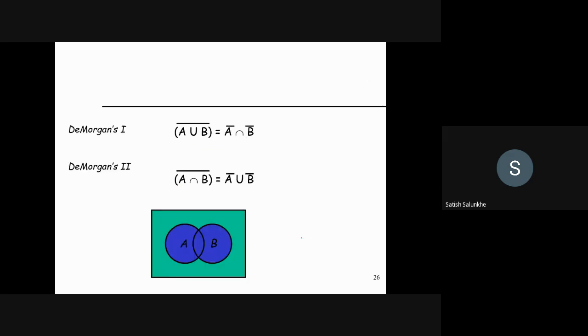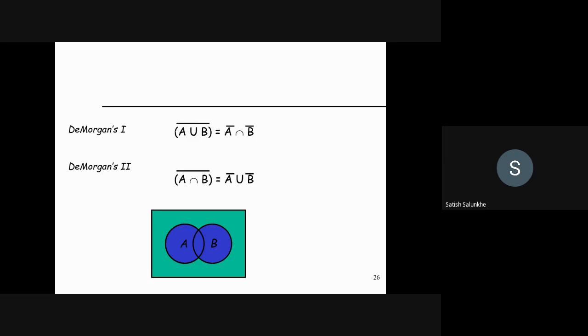Now, what is De Morgan's law? De Morgan's law is where we want to check what is the effect of the complement operation on union and what is the effect of the complement operation on intersection. Whenever I am talking about complement, the universal set is in the picture, so it is the absolute complement. We want to check the effect of this absolute complement on the union operation and on the intersection operation.